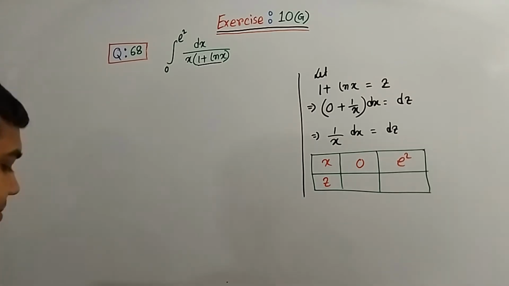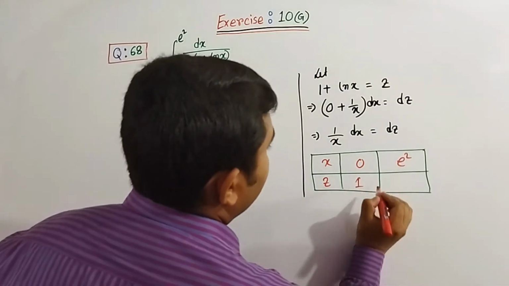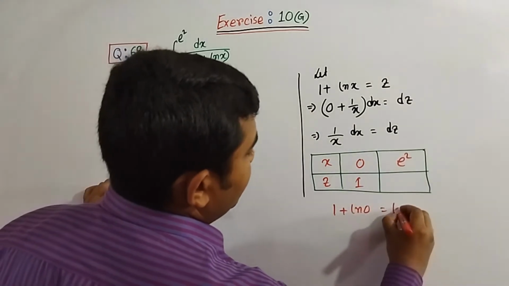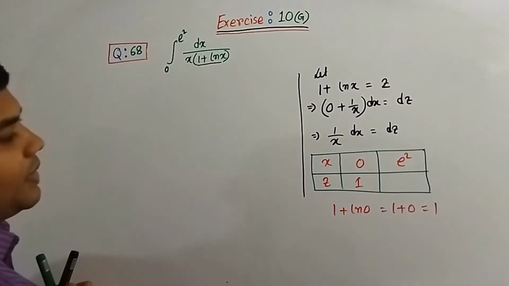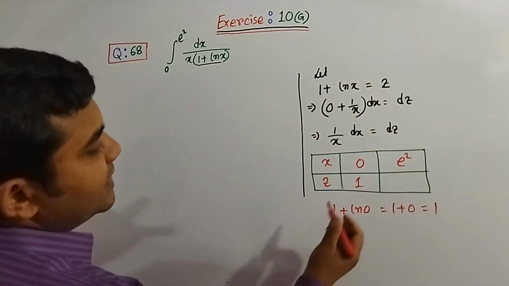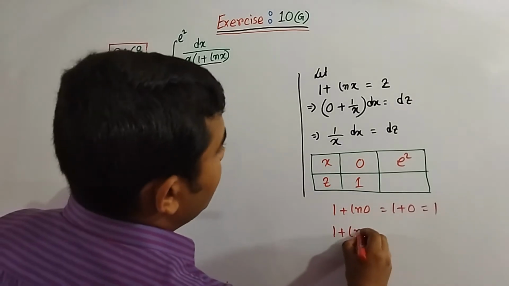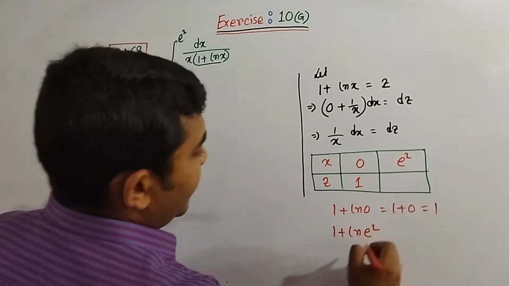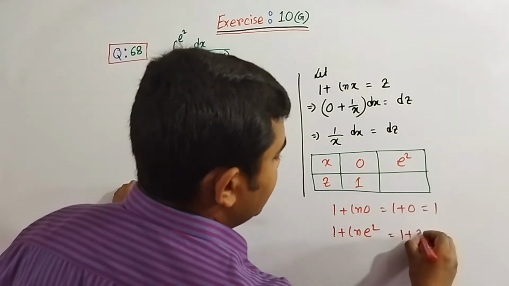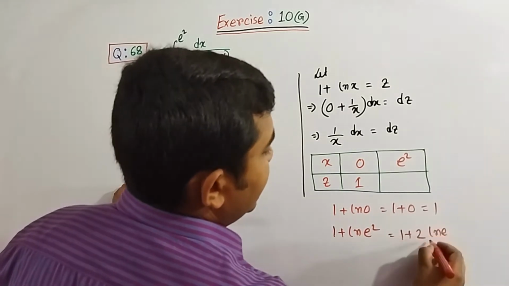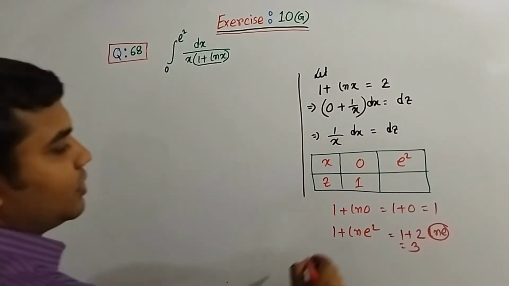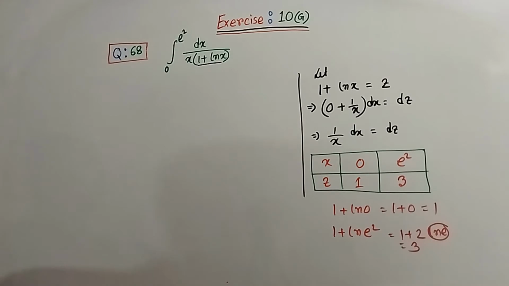So write down here 1. So what was there? 1 plus ln 0, that was 1 plus 0, so we found 1. And for e square, if we put x as e square, we will get ln e square, that means the square will come in front, so 1 plus 2 into ln e, that means ln e will be 1, so we will get 3. So for this we will get 3.